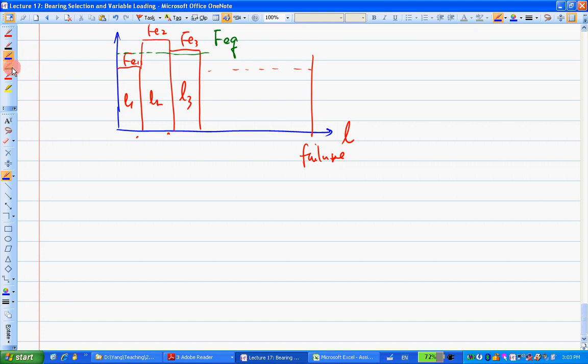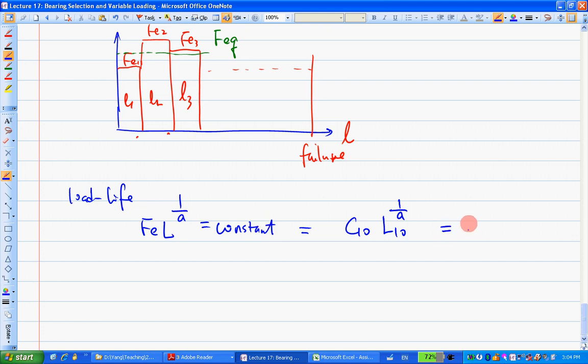Now remember the formula when we derived the bearing load and life formula. Our formula says FE times L to the power 1 over A equals a constant, for example C10 times L10 to the power 1 over A. That's a constant, basically a straight line. Let's think of the constant as a concept we call damage, K. So C10 L10 to the power 1 over A is what causes a failure. That's the damage K, the full damage.